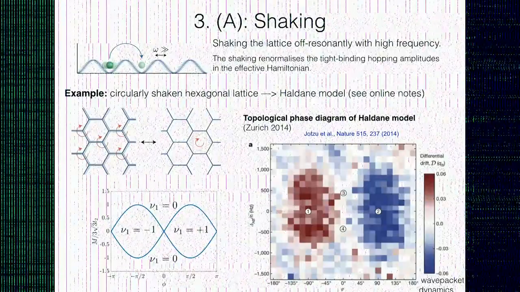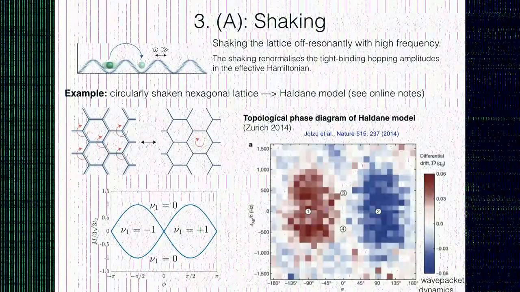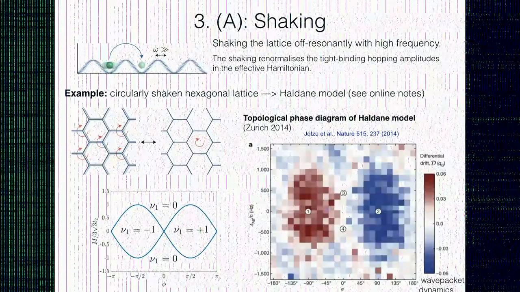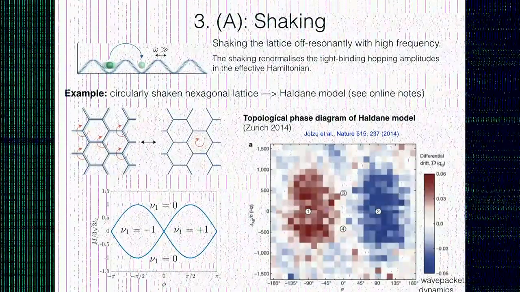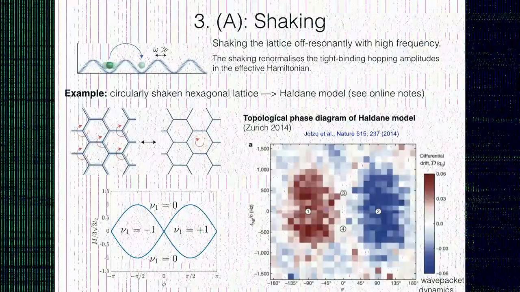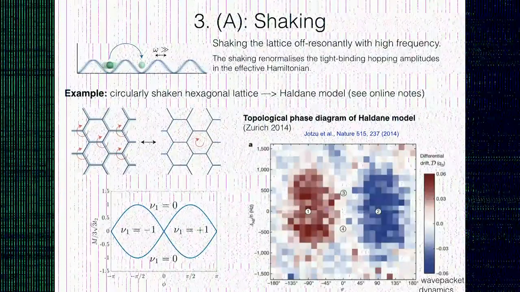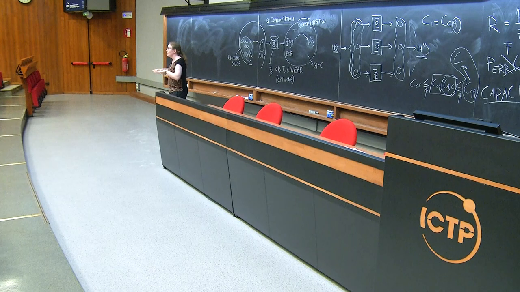In particular, a very powerful technique has been if you take a hexagonal lattice and you shake it circularly. This is the same as if you took graphene and irradiated it with a circular light field. Then there is a mapping from this system to the Haldane model, which I haven't been able to introduce in these lectures for reasons of time, but is described on the online slides. I just want to show you how powerful this is, because this is an experiment which took effectively a hexagonal lattice and did this shaking in the circular manner, and they were able to map out the whole phase diagram of this model.